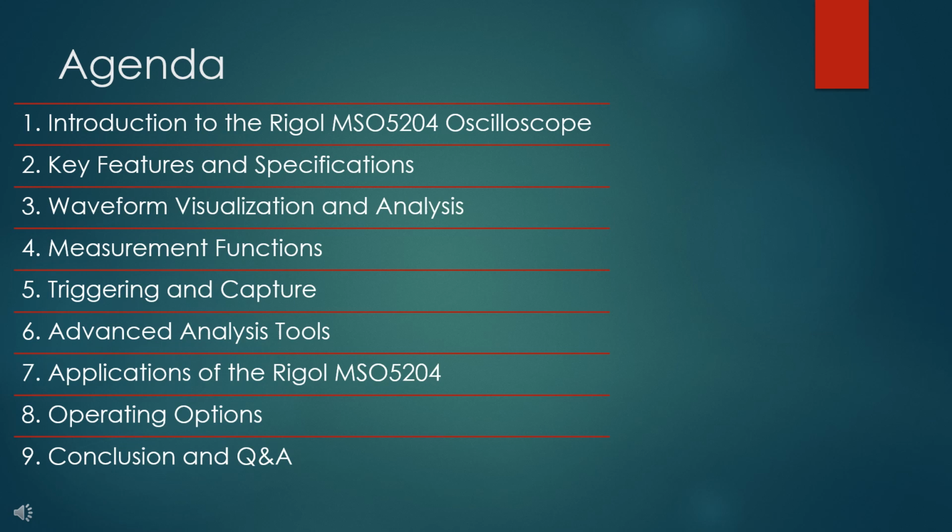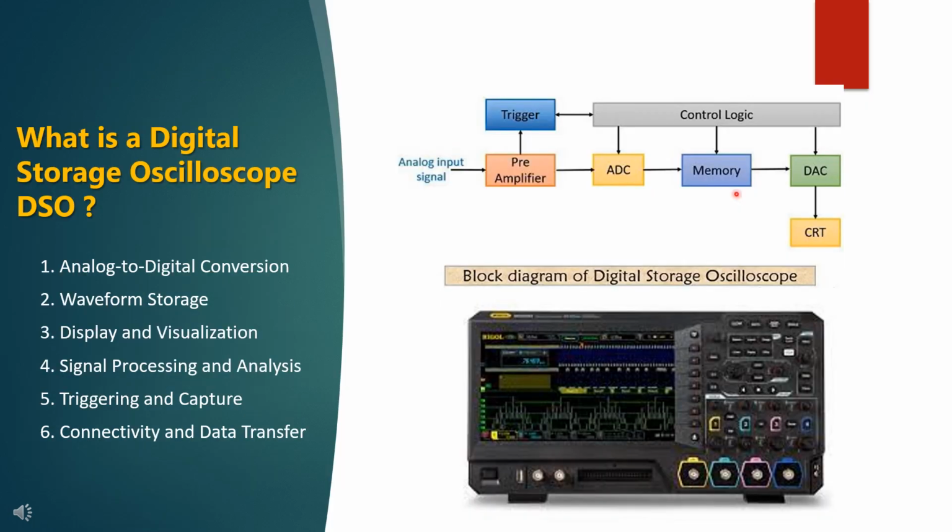A digital oscilloscope, often referred to as a DSO, digital storage oscilloscope, is an electronic test instrument used for visualizing and analyzing electrical waveforms. It is a modern and advanced version of the traditional analog oscilloscope. Unlike analog oscilloscopes that display waveforms directly on a cathode ray tube, CRT, digital oscilloscopes utilize digital signal processing techniques to acquire, store, and display waveforms as digital data.